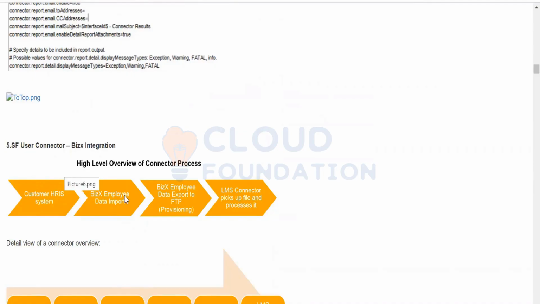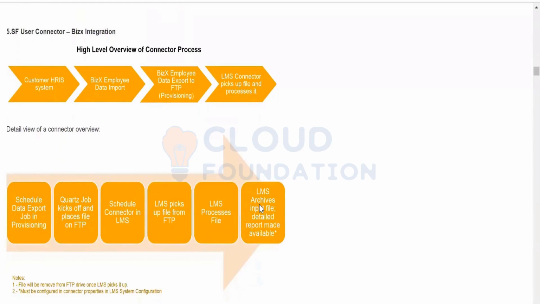What happens? It sends the information to the BizX employee data import. BizX is whatever system you are going to use. This BizX employee data import is converted into FTP, which is file transfer protocol. So this is a place where you save all the information in the provisioning. You define it and then all the details are propagated to the LMS connector, and the LMS connector actually finds it and updates it in the LMS. Okay, this is how it works.